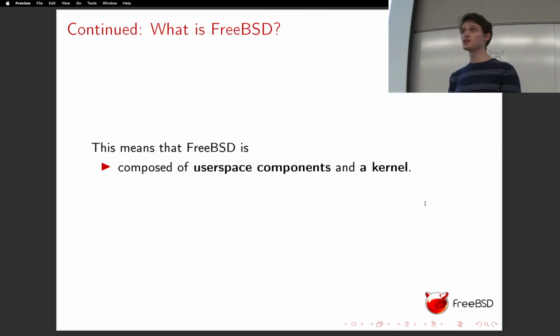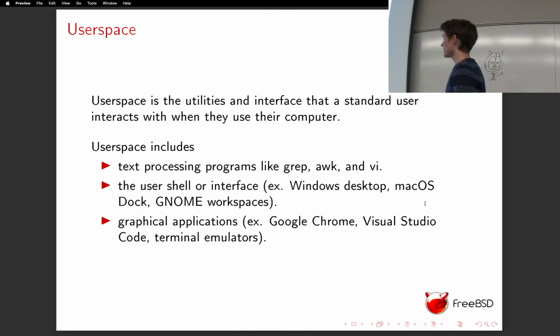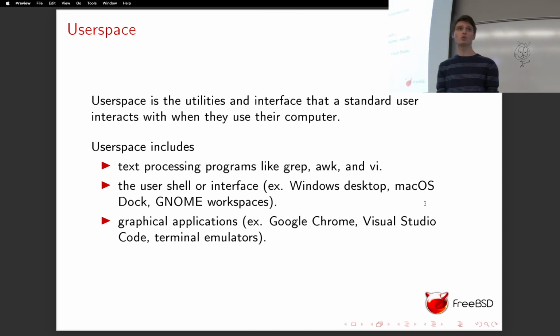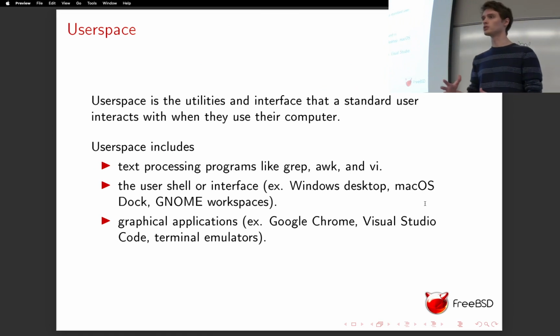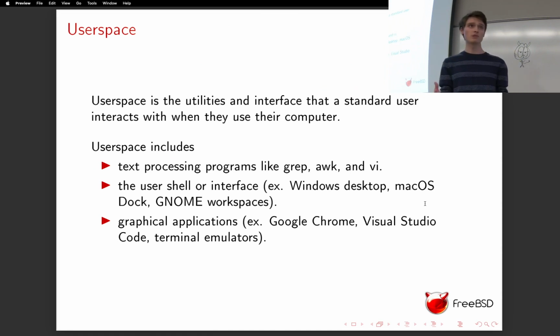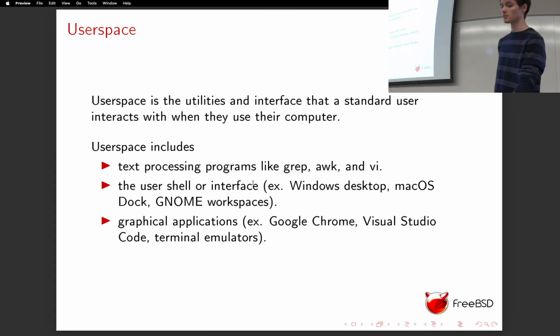So that means that FreeBSD is composed of user space and kernel. If you've taken 4061 at this point, you'll have somewhat of an idea of what the distinction is between these two things. User space, a term that's a little ambiguous at times, generally refers to the utilities that run on top of your kernel to allow easy interfacing with the lower level components of your system. That includes text processing programs like grep, awk, and vi. User shell or interface, so that Windows start menu that you press on, that's part of user space. Or the macOS dock, that's all user space stuff.